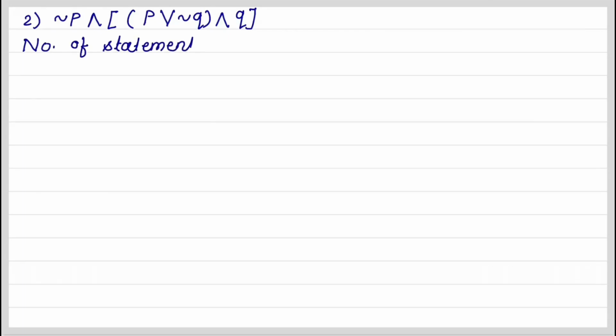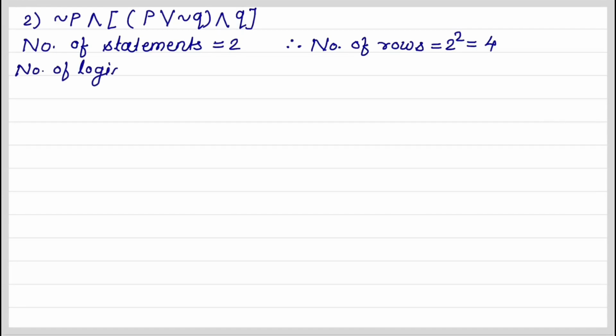One more example. Negation of P and P or negation of Q and Q. How many statements? In this statement pattern, 2 statements. Therefore, number of rows will be 4. And how many logical connectives? Count it. 1, 2, 3, 4, 5. 5 logical connectives are there. That means number of columns is equal to 7.